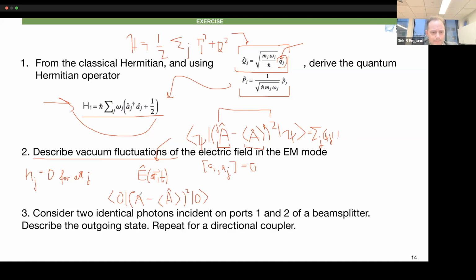Okay. Now this thing here is equal to 0 on a squared minus 2a. This is from the expectation here.